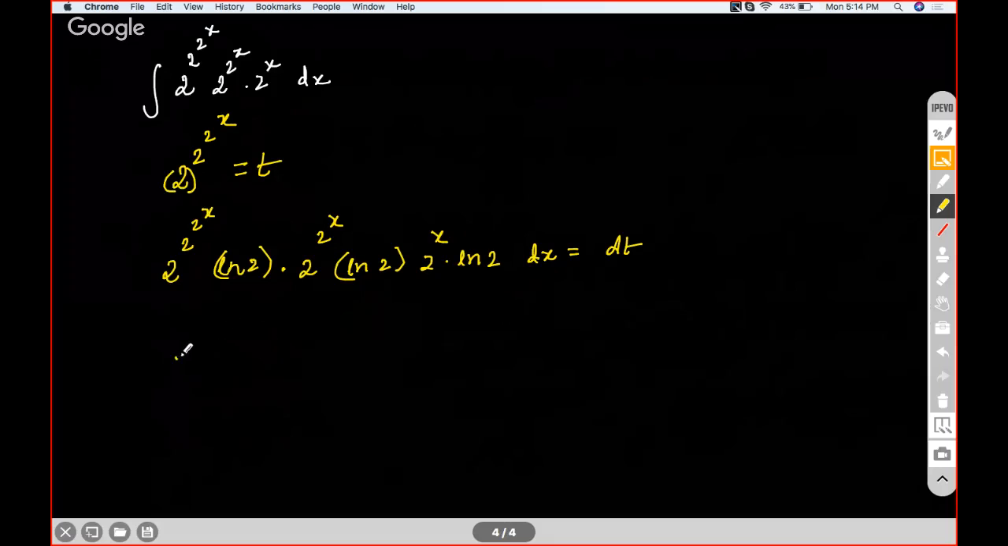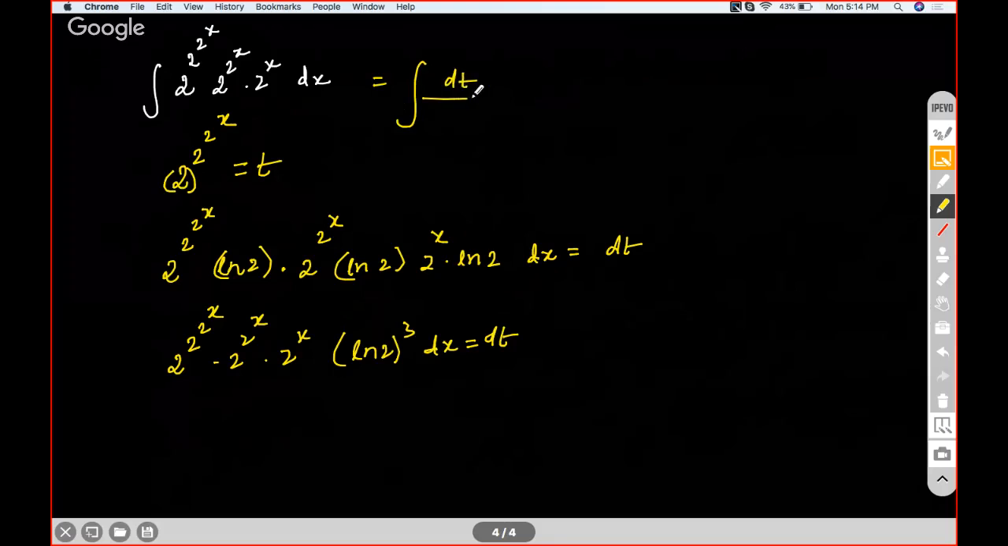Getting the point? So 2 to the power 2 to the power 2 to the power x into 2 to the power 2 to the power x into 2 to the power x times ln 2 whole cube dx is equal to dt. Which means this required expression is nothing but dt upon ln 2 whole cube, which is t by ln 2 whole cube plus c. Just put your t back as 2 to the power 2 to the power 2 to the power x by ln 2 whole cube plus c. This would be your integral for this question.